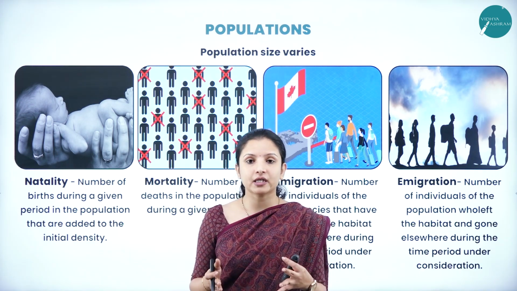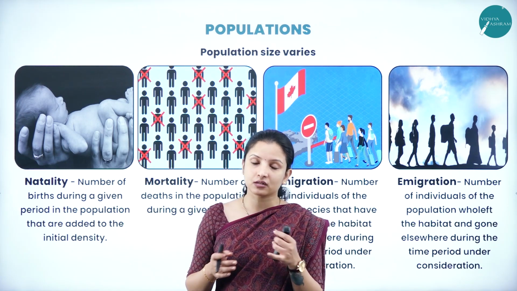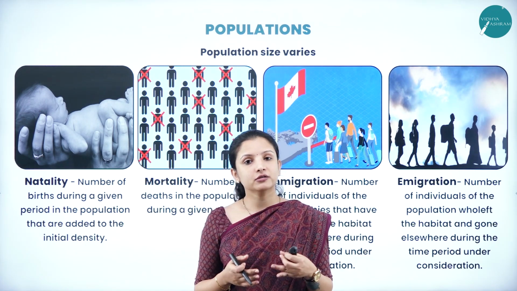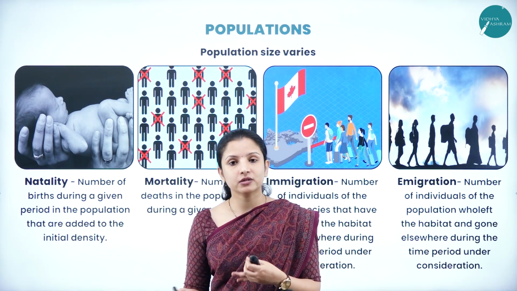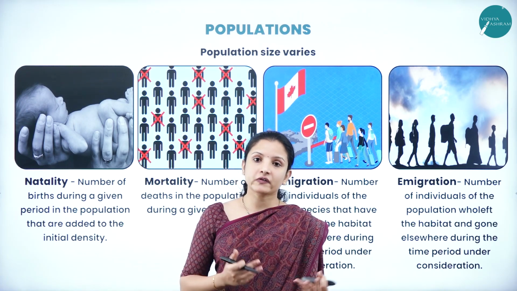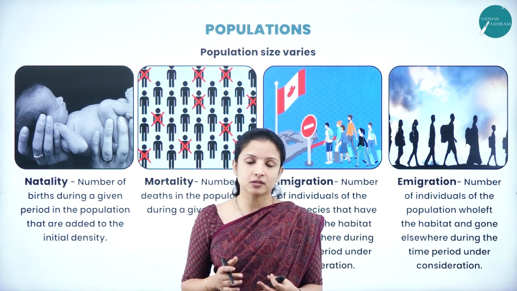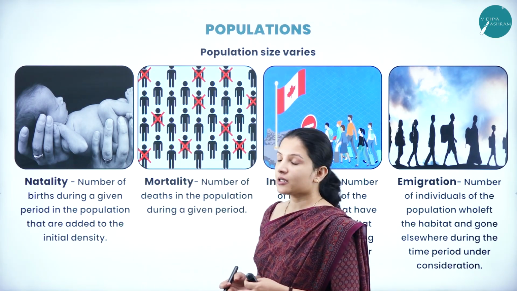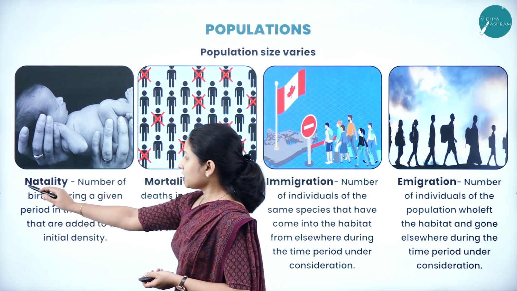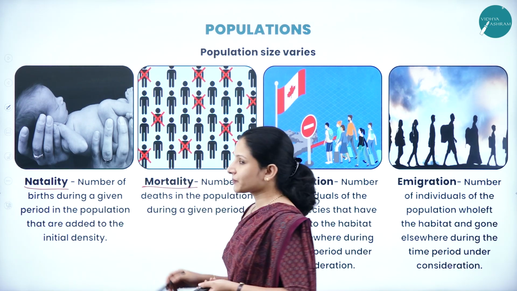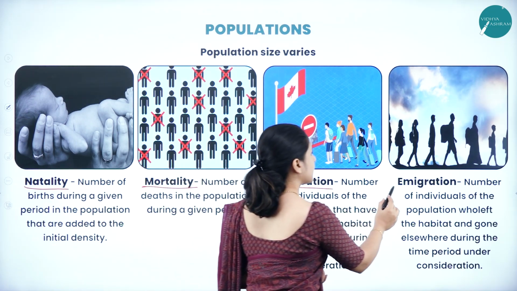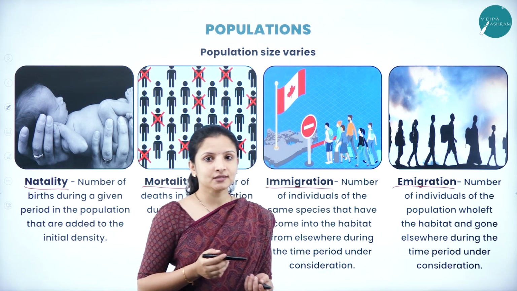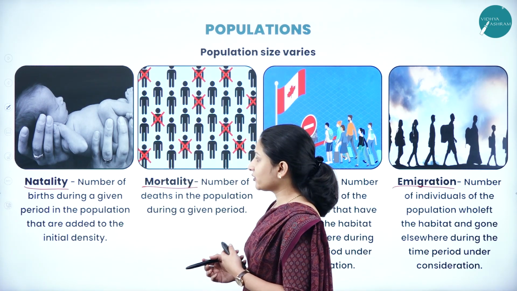It tends to vary because of many reasons, be it birth, death, and also the movement of individuals to another region or the entry of individuals from another region. So therefore, the population size can be decided based on the natality, mortality, immigration and emigration. So what are these? We shall see. So first talking about natality.